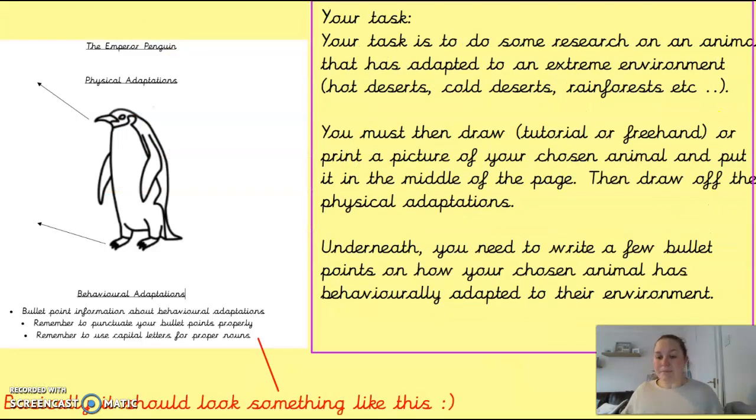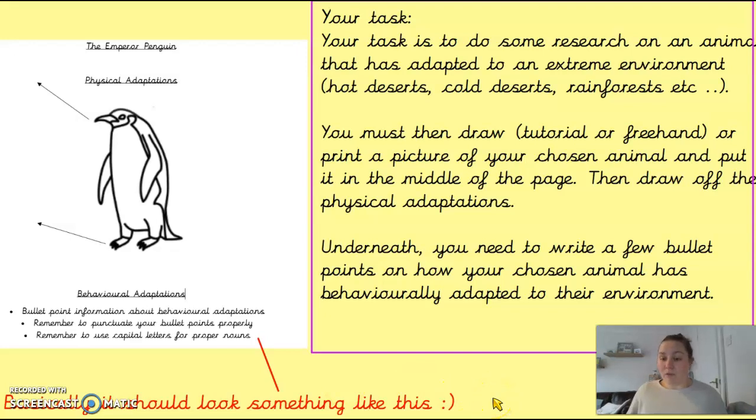So you have seen the penguin and the thorny devil. You've seen their physical and their behavioural adaptations. Your job now is to go and research an animal that has adapted to an extreme environment. So you could look at the deserts, you could look at the polar regions, the rainforest, etc. Then you're going to draw your animal, and you can just draw that freehand, or you can copy a picture, or you could print a picture of your animal to put in the middle of your page. And then you're going to label up its physical adaptations, just like in the two examples I've shown you. And then underneath, you're going to cover the behavioural adaptations with bullet points underneath. So it's going to look very much like this.